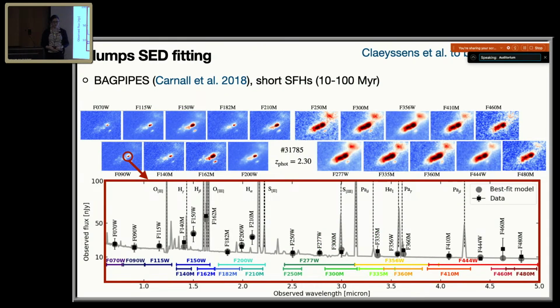Abell 2744 has been observed with all the broadband and all the medium bands from James Webb, so it's a lot of data on the same cluster. You have one example here for this clump in a galaxy at redshift 2.3, where you see the detection in all the filters. Because we have this combination of broadband and medium band filters, we can constrain for individual clumps the strength of some emission lines depending on the redshift, which helps us to get a reliable age, star formation rate, and so on from a simple SED fitting process with short star formation histories because they are compact objects.